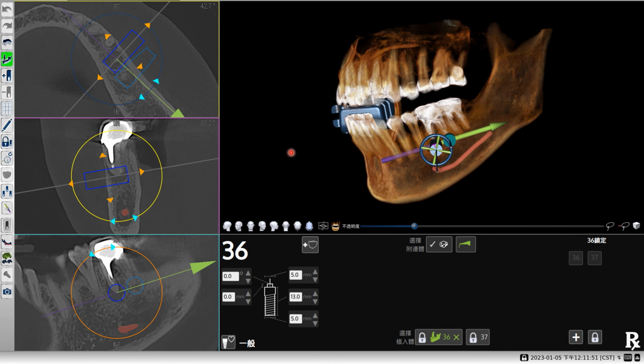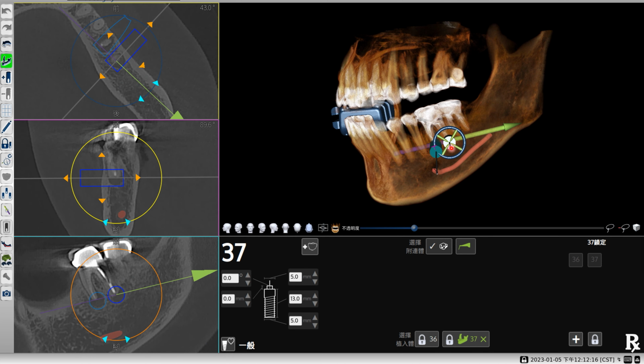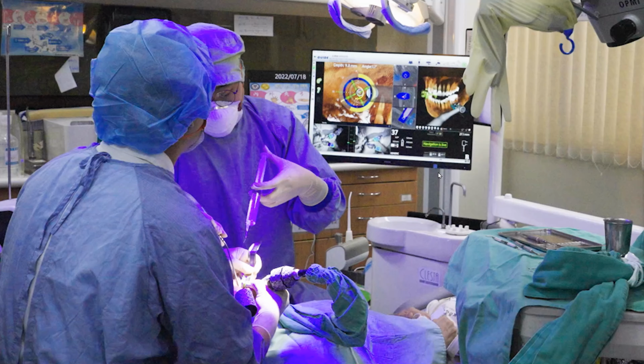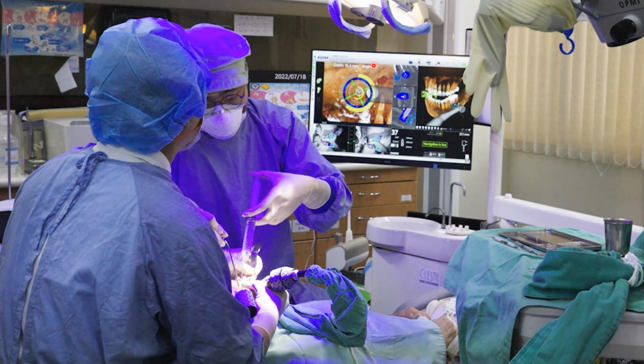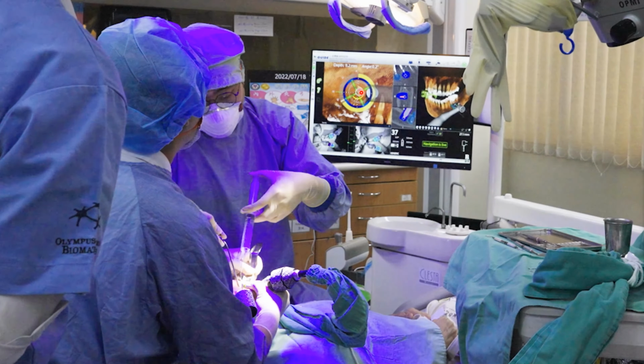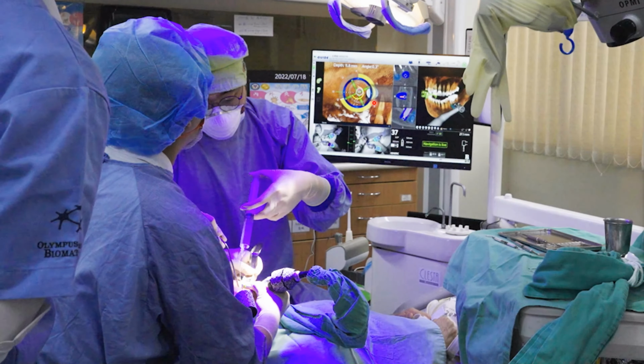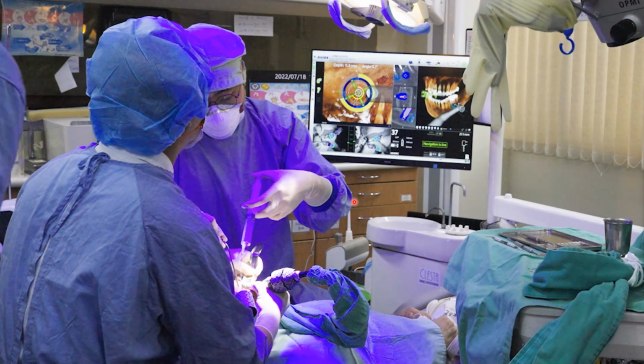This is the planning of the mesial root. I also put a tree fiber here, and this is the distal root. And this is an image where I am actually drilling using the dynamic navigation in surgery.